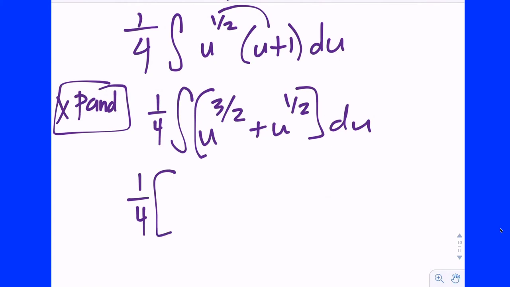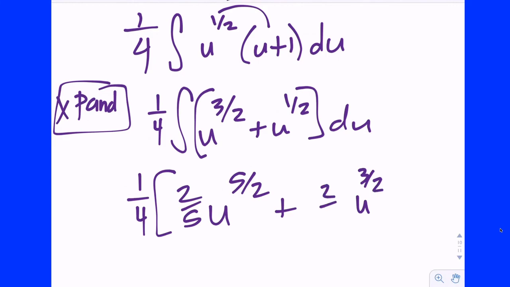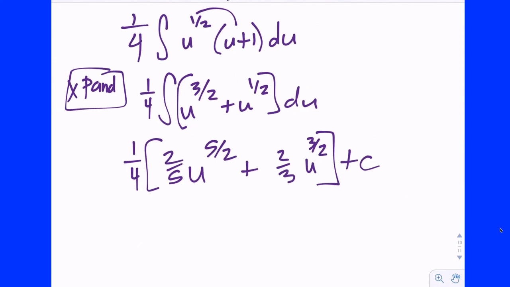1/4 goes along for the ride. U to the 3/2 becomes u to the 3/2 plus 1, which is 5/2. Now, if you want, you could do something else on this line. Instead of calling it u, you could leave parentheses there and then come back and plug it back in. It's going to require another line of writing otherwise, but I'll do it that way for the first time here. U to the 1/2 becomes u to the 3/2 with the 2/3 there, and it's an indefinite integral, so we need to put plus c.